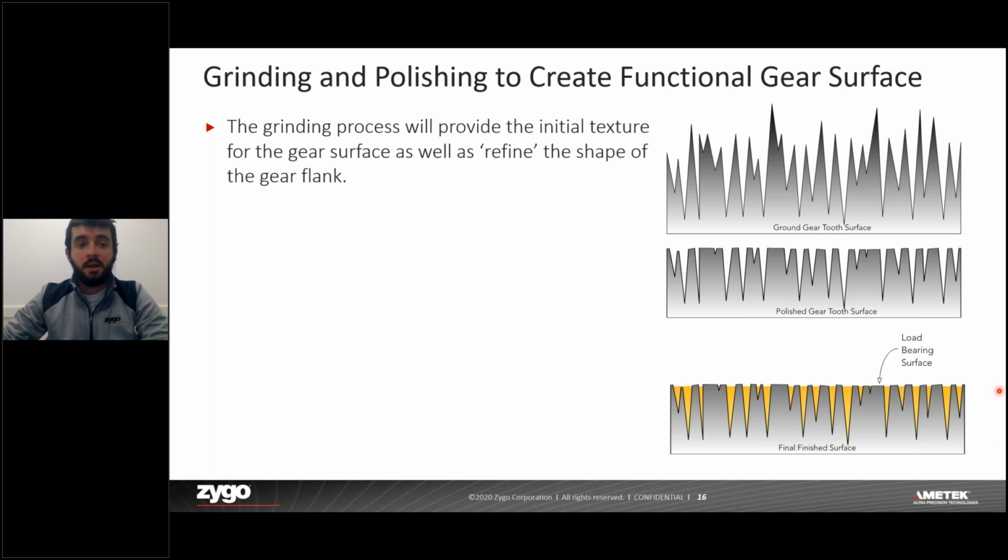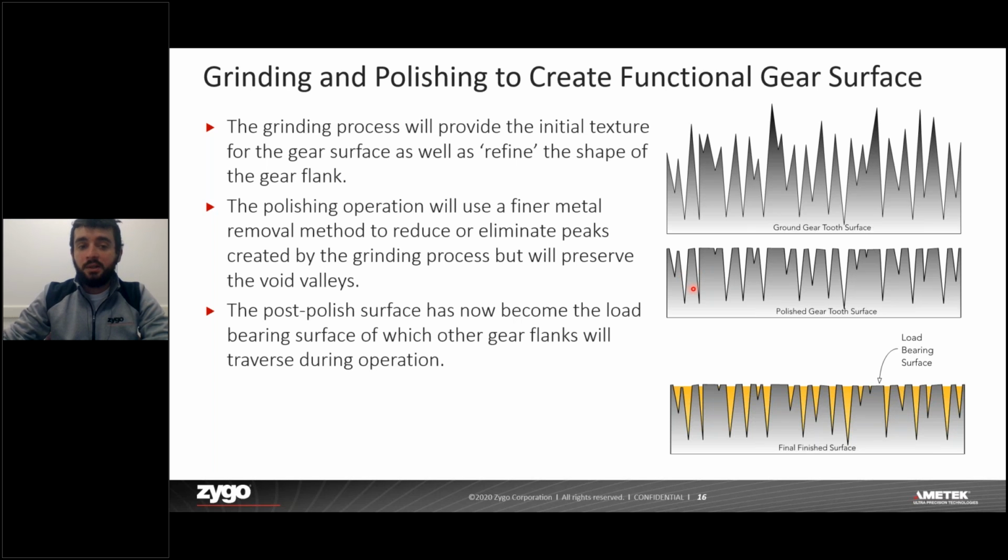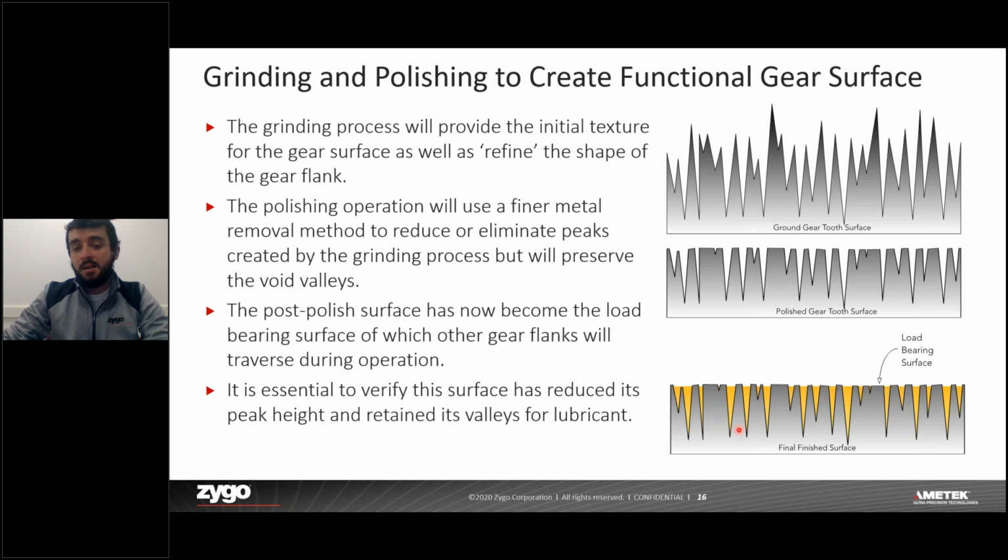So here, the grinding process is going to provide the initial texture for the gear surface. So we'll see the ground gear tooth here. And we'll see that we have these peak asperities. The goal in the polishing process is going to actually be to remove these peak asperities while keeping the void valleys. The reason we want to remove the peak asperities is to create that load-bearing surface. And we want to retain the valleys for lubrication retention.